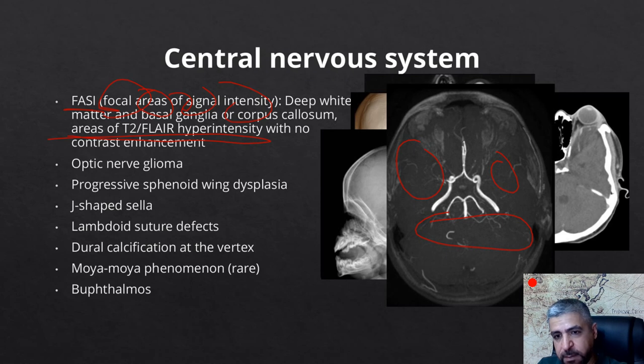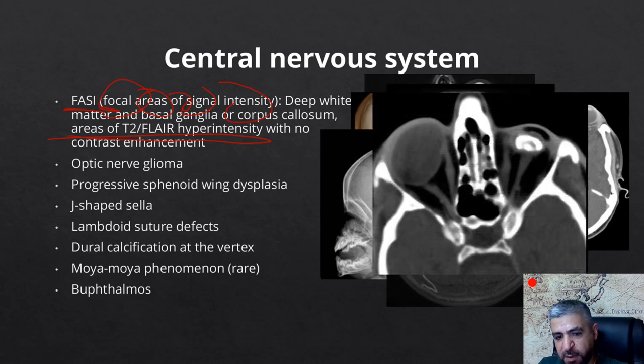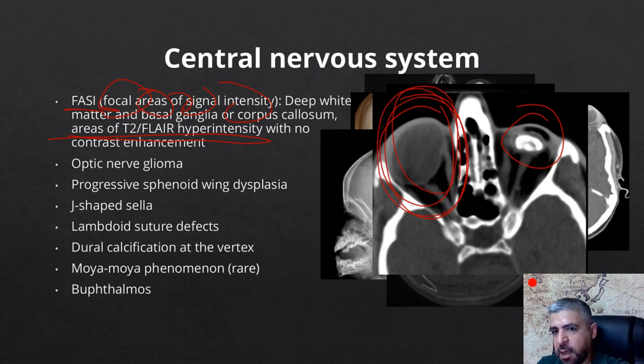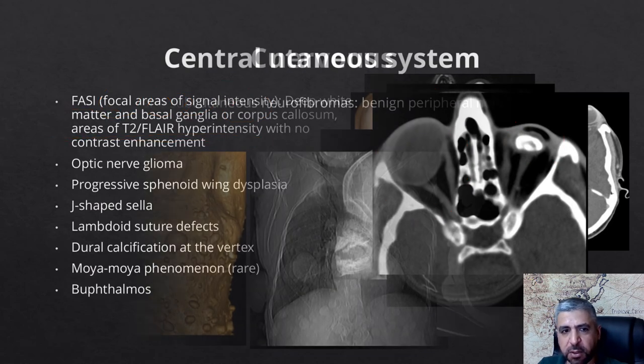Also, we see some ophthalmologic abnormalities, including buphthalmos. Buphthalmos, as in this case, you can see this eye is of abnormal shape. It's large, widened, elongated, whatever you can call it. And the other eye is totally collapsed and calcified. Of course, this one is what we call buphthalmos. These are the central nervous system manifestations of neurofibromatosis type 1.